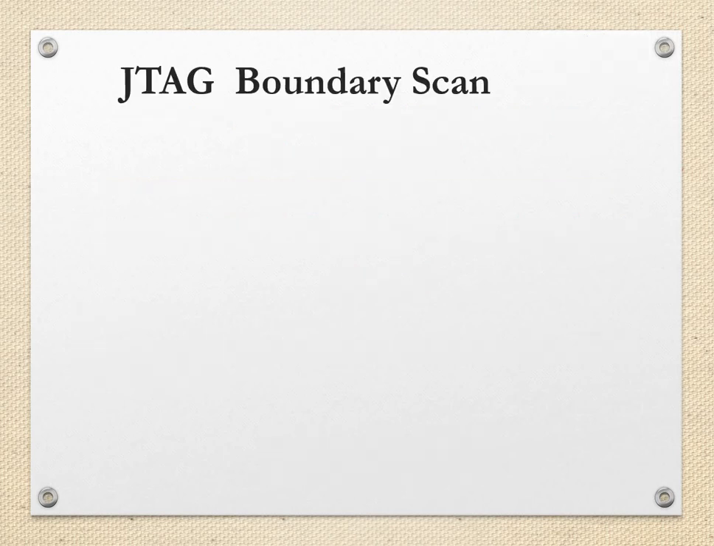What is JTAG boundary scan? Boundary scan is a method for testing the interconnects, that is the wire lines, on printed circuit boards or the sub blocks inside integrated circuits. Here we are going to study it in the context of integrated circuits. Boundary scan is also widely used as a debugging method to watch integrated circuit pin states, measure voltage, or analyze the sub blocks inside an integrated circuit.